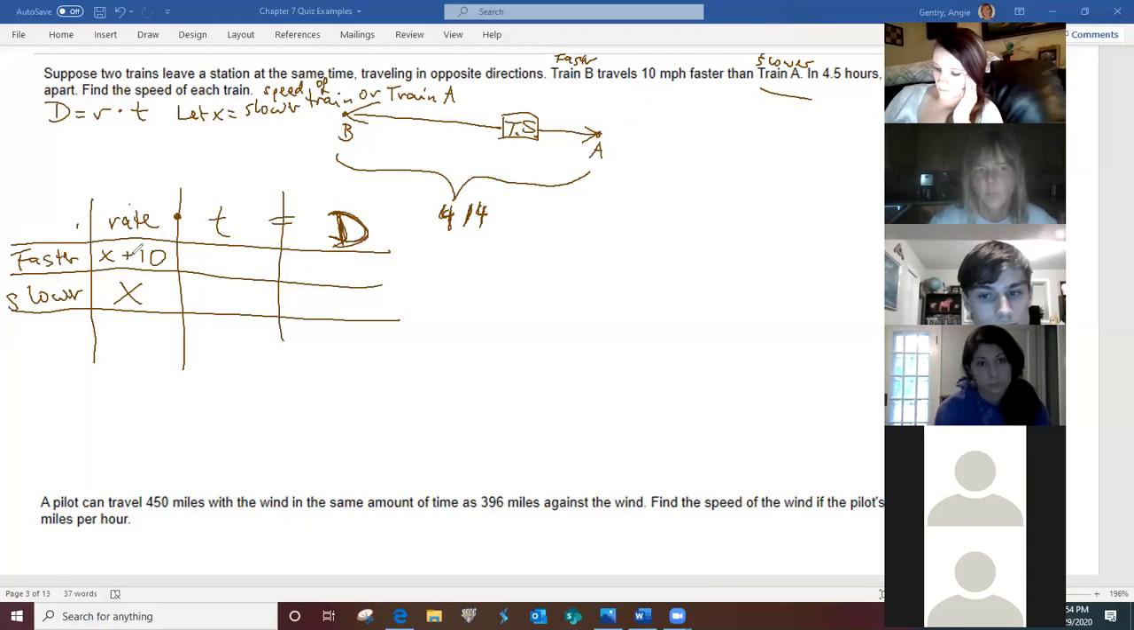Now, sometimes there's more here, like on the ones where you're traveling with the current and against the current, you're going to have an X plus 10 and an X minus 10, but people try that here, it's not going to work. Here, you really just have to say, my slower train is X, and then you base it off of that and you make this work. Now, what's your time? 4.5 hours, so just call it 4.5. You see?